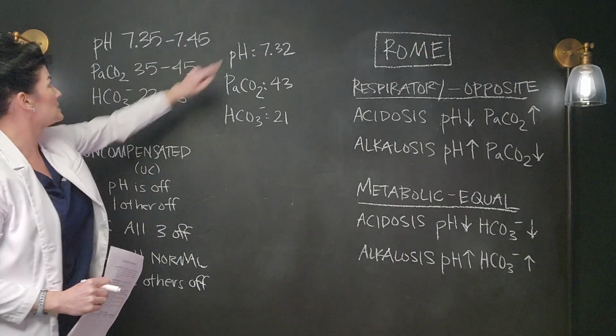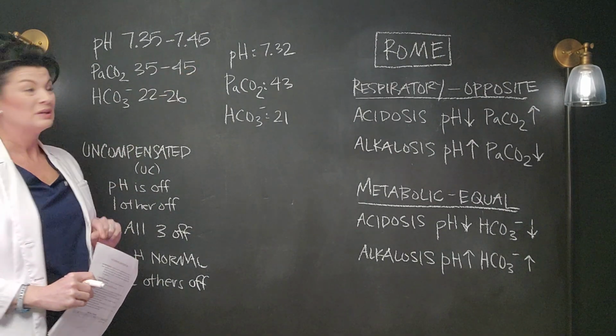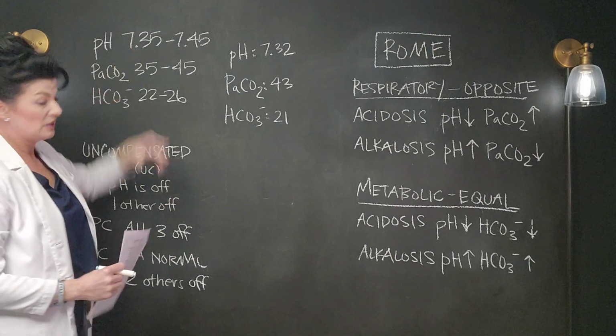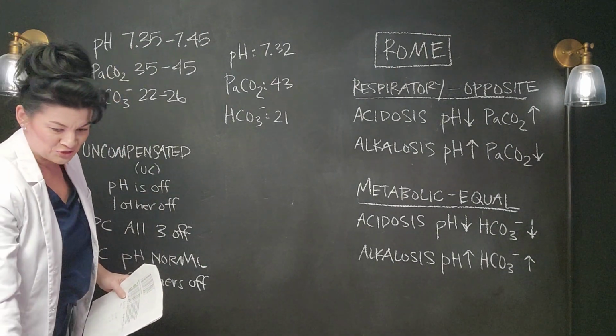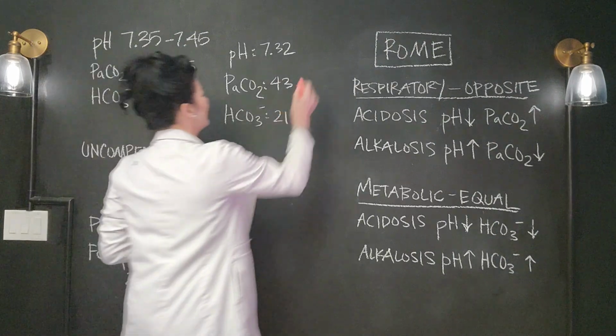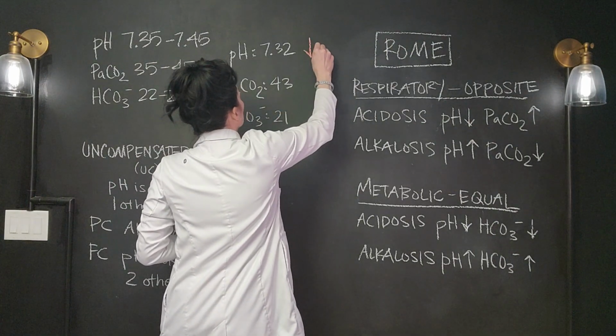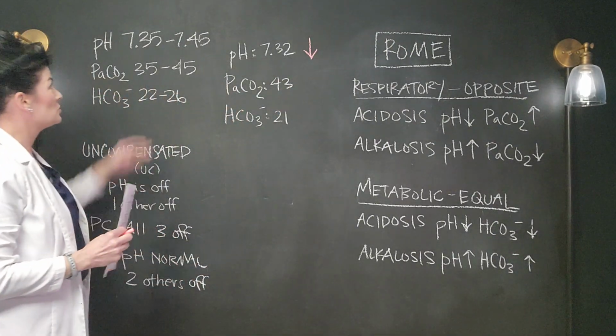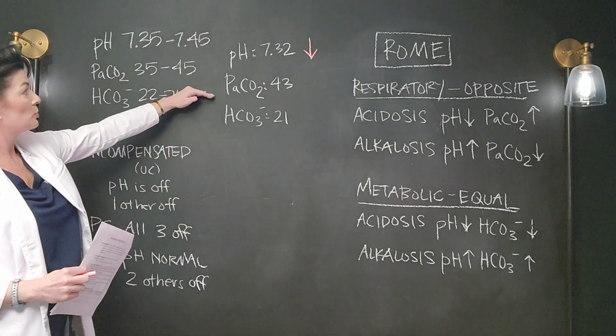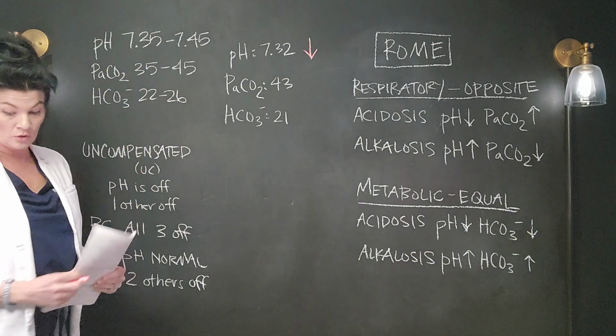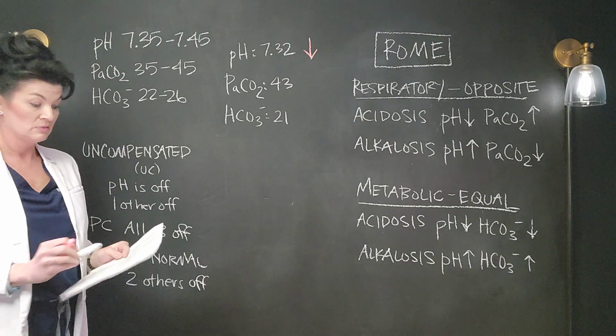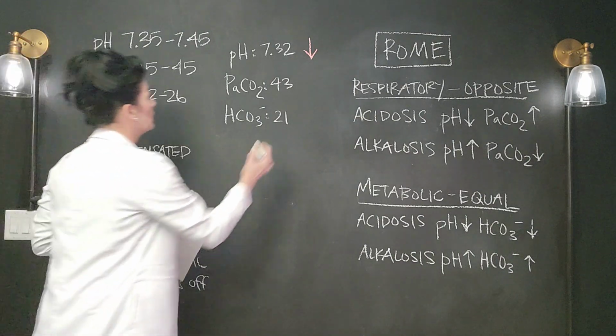So my pH, is it high, low, or normal? As you can see, it is low. Oh, let's use a different color. How about it? Okay. So my pH is low. Is my partial pressure CO2 high, low, or normal? In this case, it's completely normal. All right.